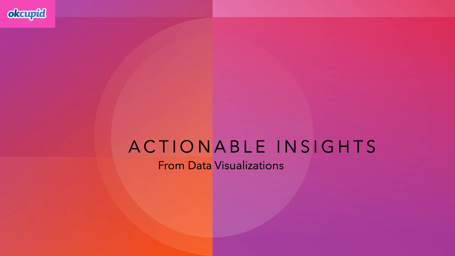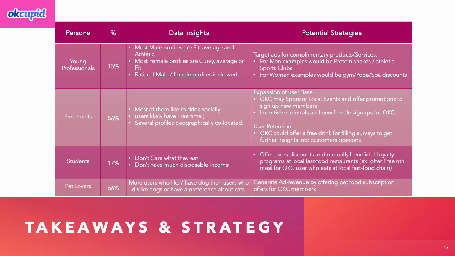So, moving to actionable insights based on these data visualizations. Young professionals, which make up 15% of the whole, if we strategize around targeting ads for complementary products and services, like in the case of men, we've seen examples could be protein shakes or athletic sports clubs, because most men are already fit, average or athletic already, so they're probably likely to take some complementary products around their lifestyle.